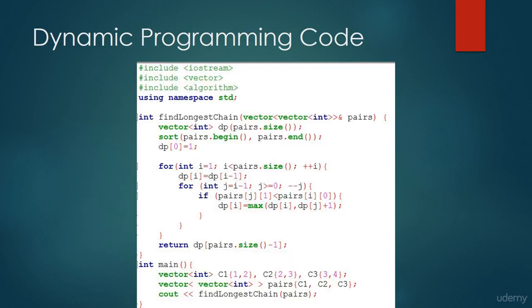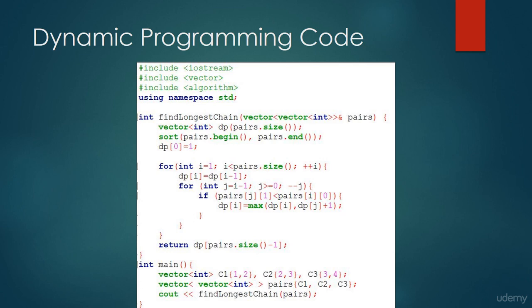So here's the dynamic programming code. We're first including iostream, vector, and algorithm. If you didn't know, C++ already offers a sorting algorithm in the algorithm header. So all you need to do is include algorithm, and you're good to go. We're going to write a function called findLongestChain, which takes a vector of vectors.